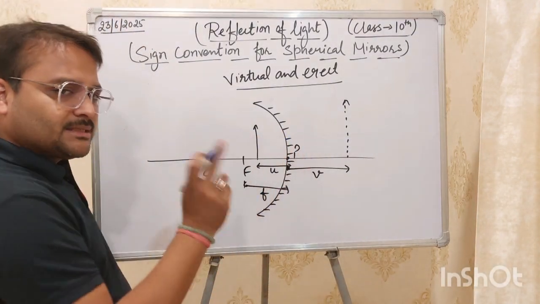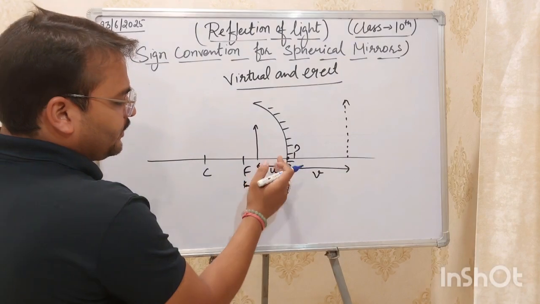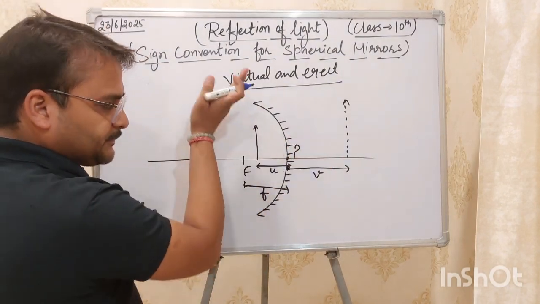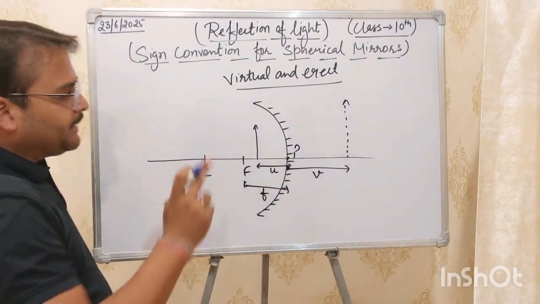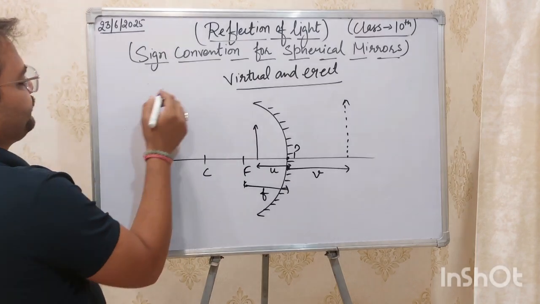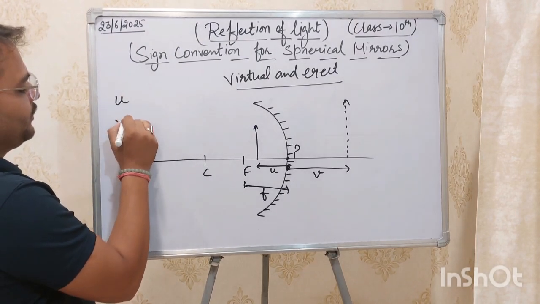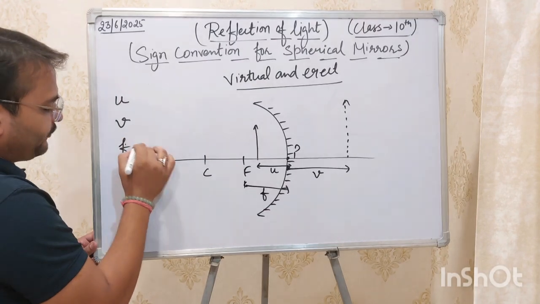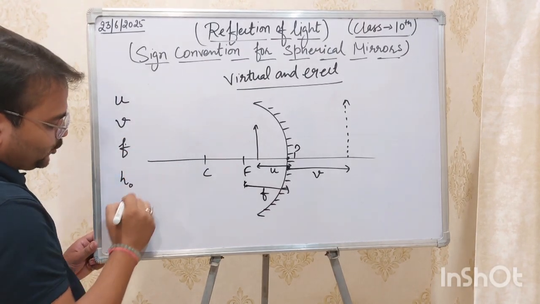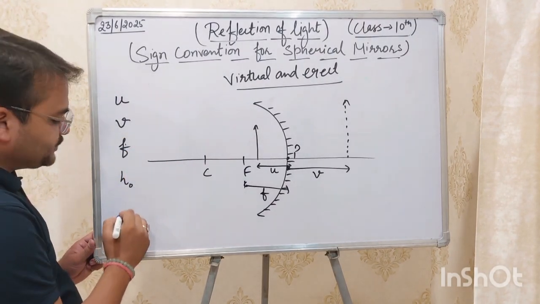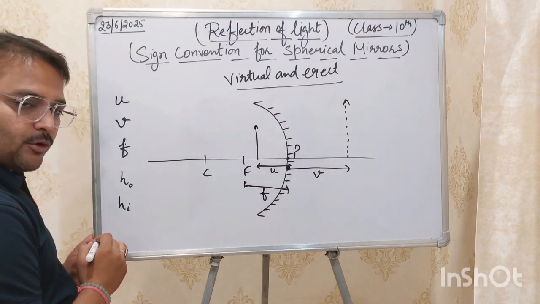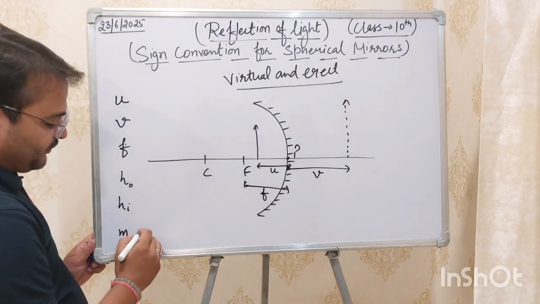And this is the center of curvature. As you know, from the starting I have told you about the left hand side and right hand side, upside and downside. But in the virtual case we can see here, I am writing some terms: u, v, f, HO. HO means height of the object. HI means height of the image. At last, magnification.